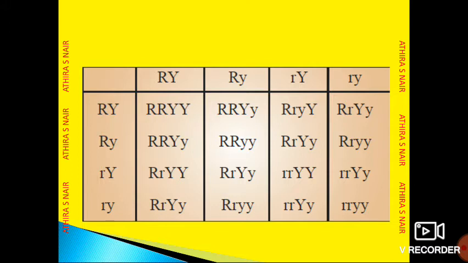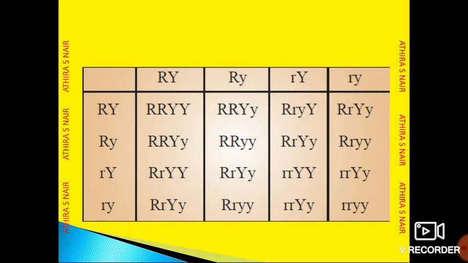From the 16 possible progenies, the genotypes are given here. You can also write the genotype yourself. When the first gamete, capital R capital Y, combines with another capital R capital Y gamete, the progeny will show capital R capital Y. Then what is the phenotype of the progeny? Yes, the progeny will show round yellow seeds.